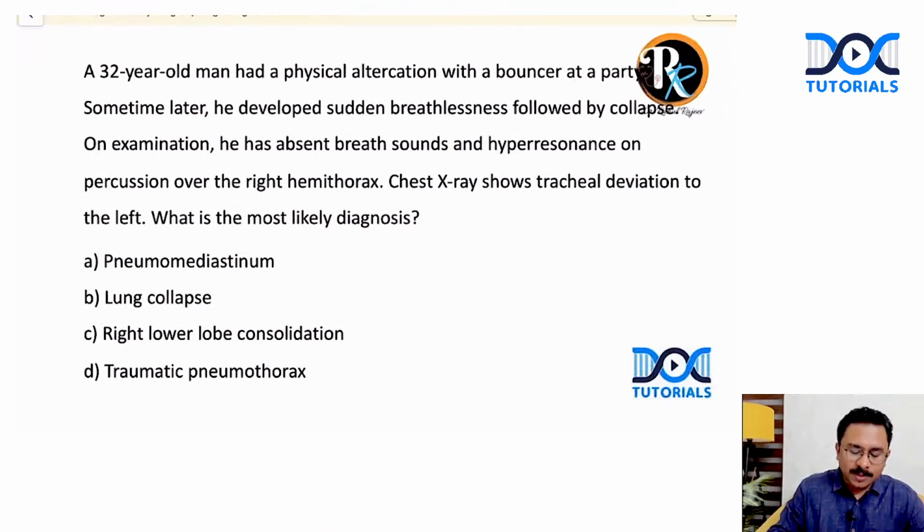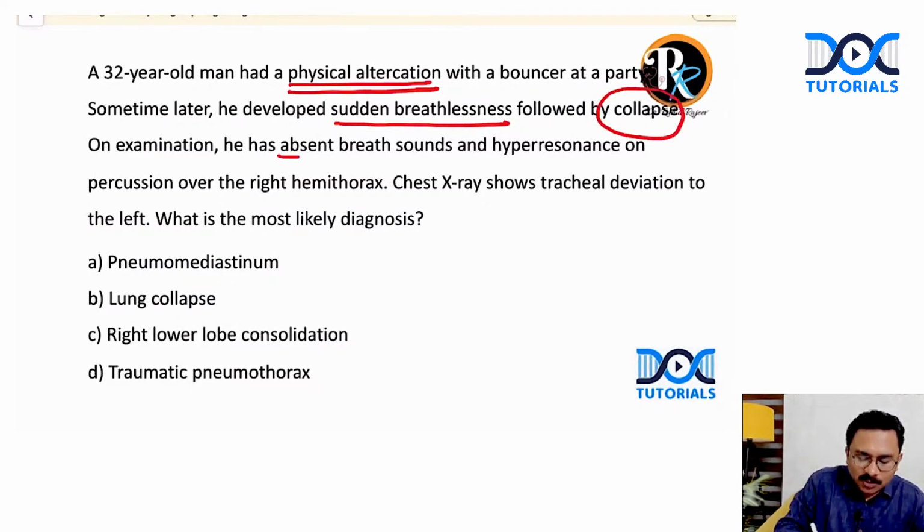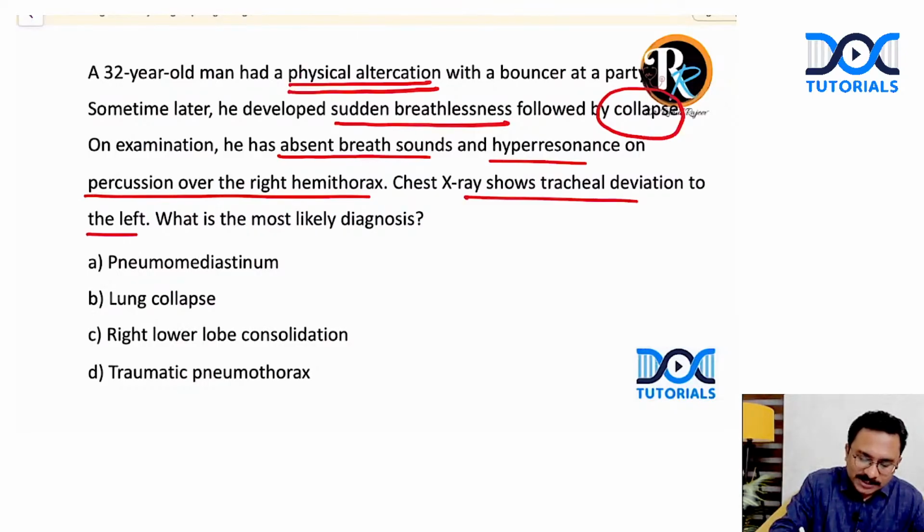Okay, right. So next question. A 32-year-old man had a physical altercation with a bouncer at a party. Sometime later, he developed sudden breathlessness followed by collapse. Okay, so there is sudden breathlessness and there is some sort of a trauma, followed by collapse. Absent breath sounds with hyperresonance on percussion over the right hemithorax. So we're thinking of a traumatic pneumothorax here, and it's a massive pneumothorax, which is why there is a tracheal deviation to the left side. So the answer is going to be option D, that is traumatic pneumothorax.